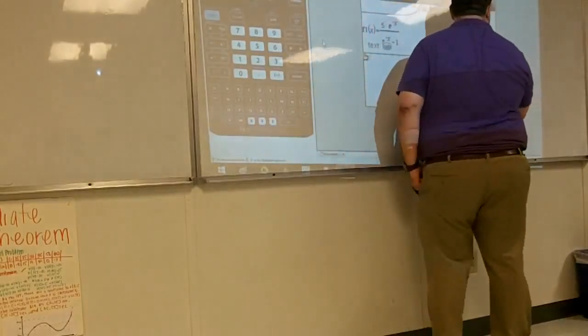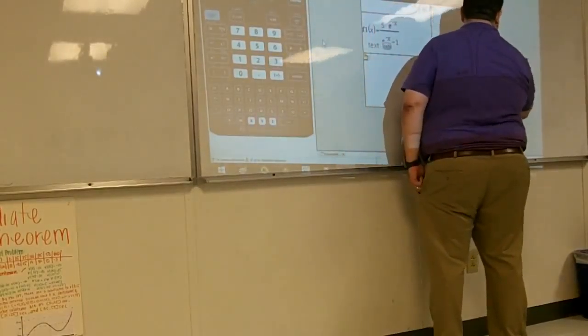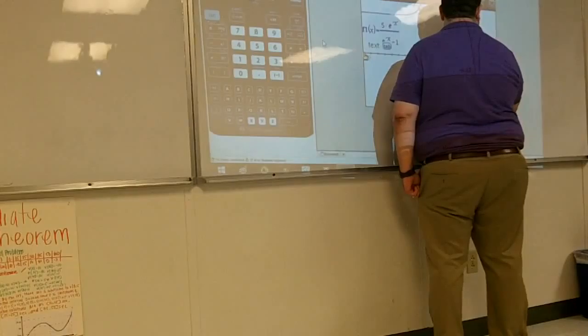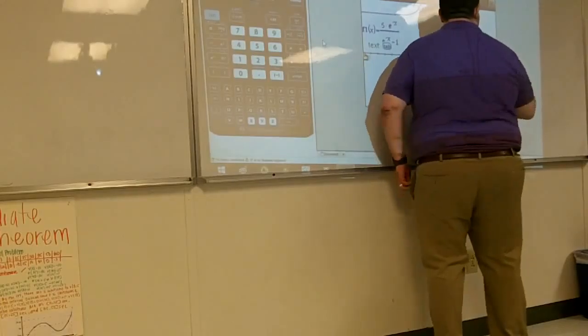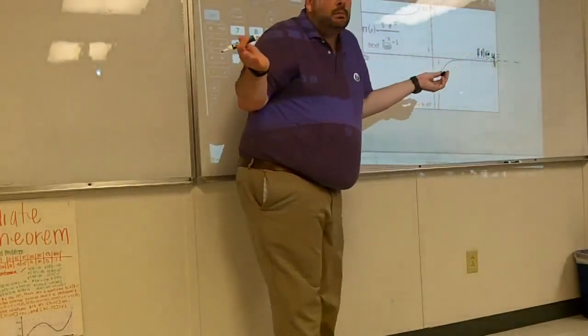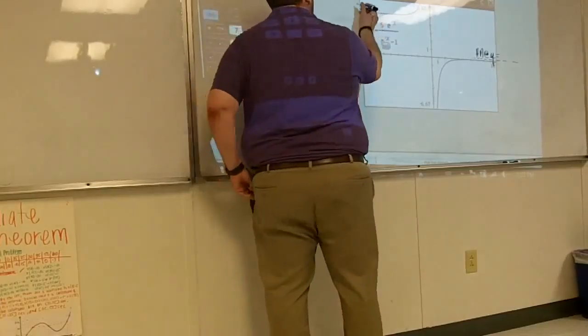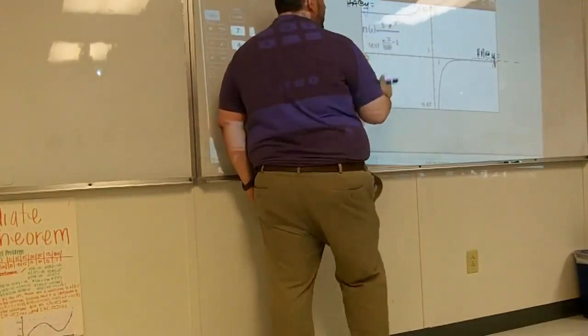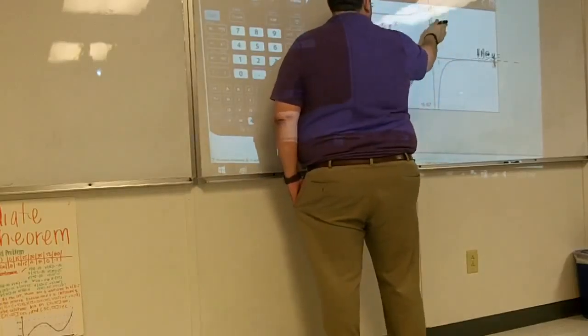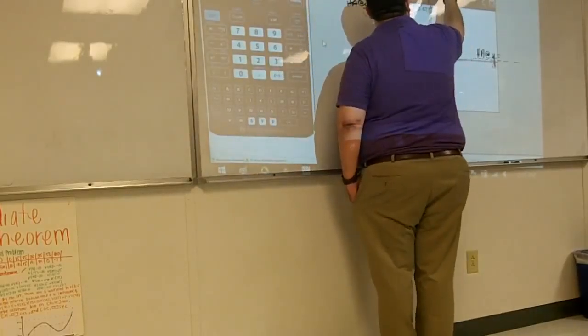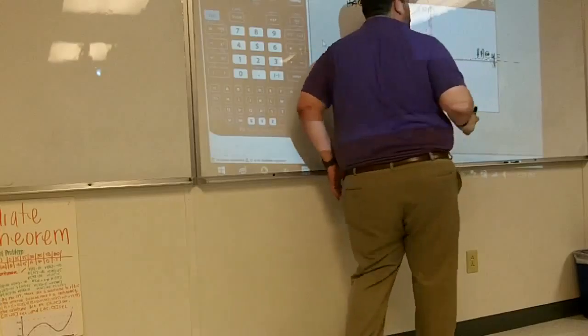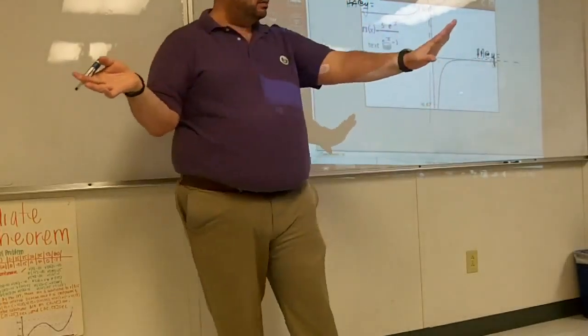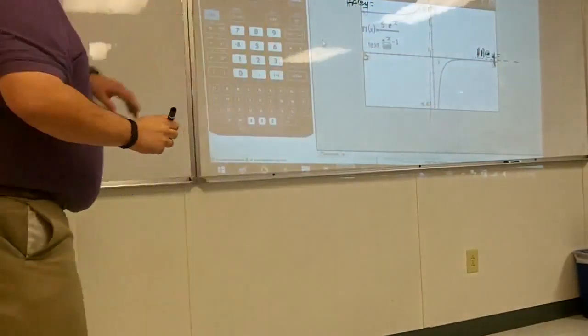Here's what I care about right now: that you are all convinced there's some horizontal asymptote over here at y equals something, and some horizontal asymptote over here at y equals something, and some vertical asymptote over here at x equals something. We're good? Okay.